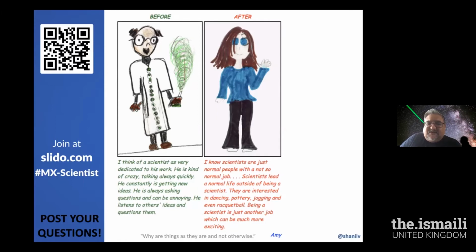I know scientists are just normal people with a not so normal job. Scientists lead a normal life outside of being a scientist. They are interested in dancing, pottery, jogging, and even racquetball. Being a scientist is just another job which can be much more exciting. Sometimes we think of science and people who get to do science as not being me or you, that they're somehow different from me and you. And Amy is suggesting, well, maybe that's not true. Maybe scientists are exactly me and you, but maybe there's just one thing or a couple of things that may be different. Let's see what other kids said.